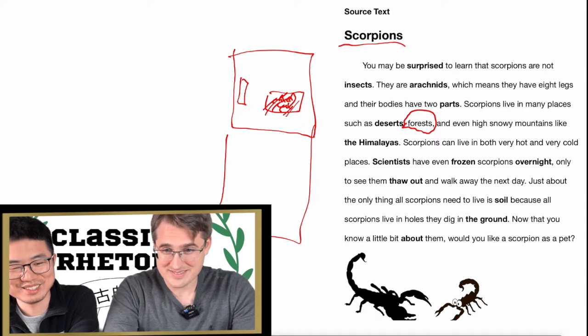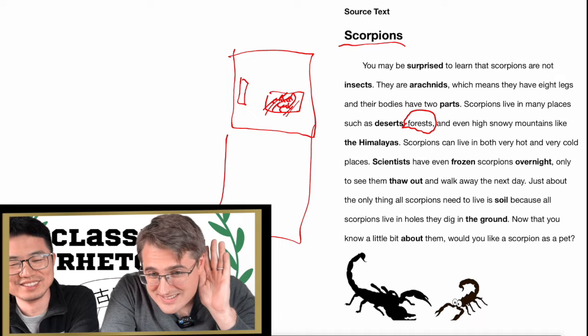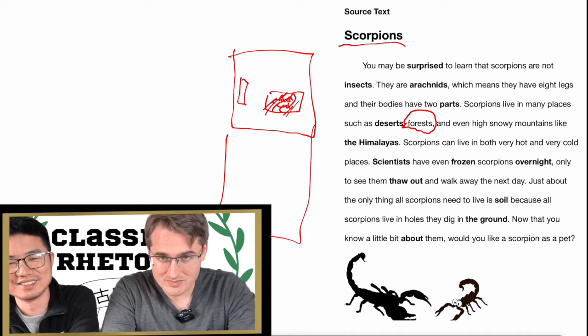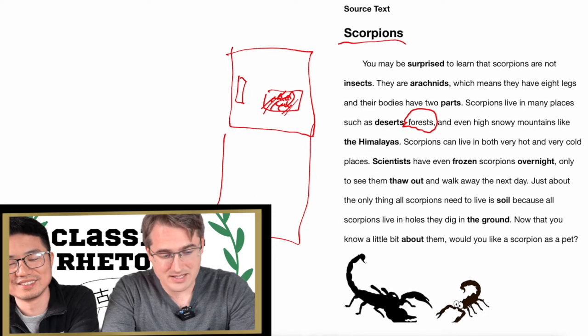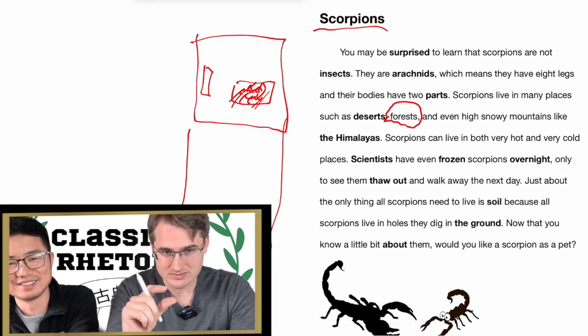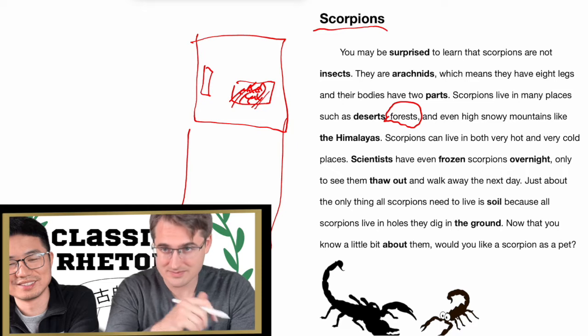Star, turn off your audio, please. Is it completely frozen overnight, and then in the morning it defrosts and walks away? Yes, but it doesn't die because its metabolism can slow down so much that it can live while frozen. Oh, cool.